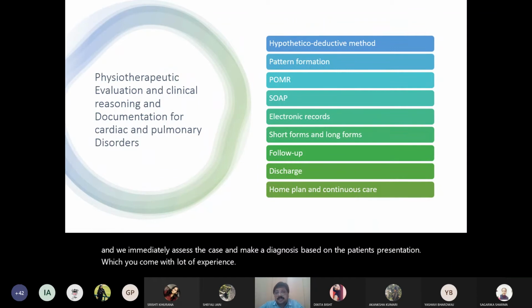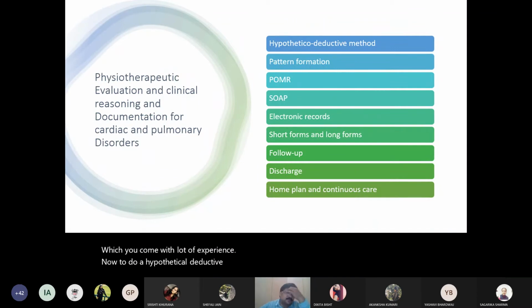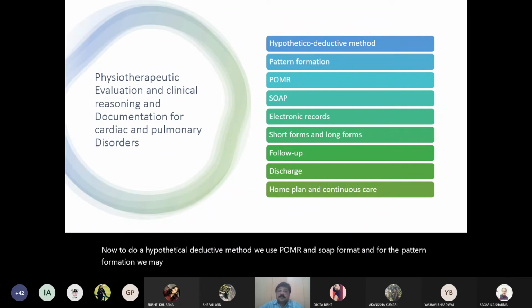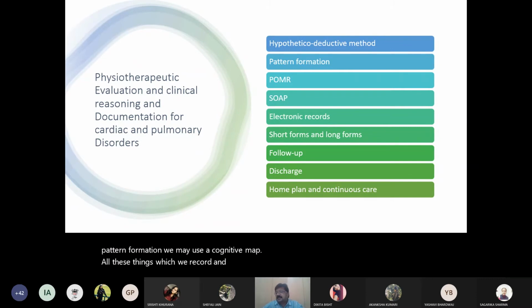Now, to do a hypothetical deductive method, we use POMR and SOAP format, and for the pattern formation, we may use a cognitive map. All these things which we record and we assess and we investigate must be maintained in electronic record nowadays for easy access later on.